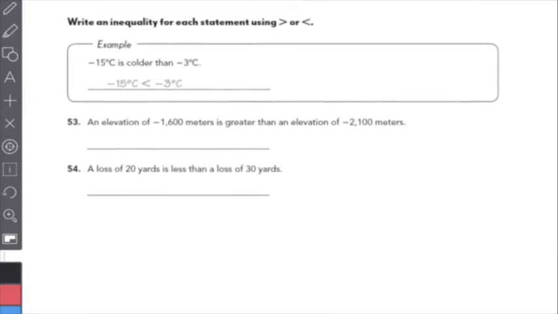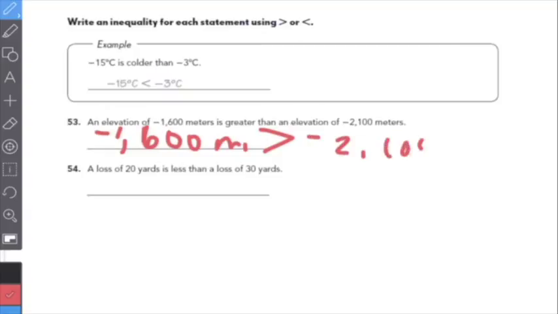Okay, now write an inequality for each of the following statements. We have an elevation of negative 1,600 meters is greater than an elevation of negative 2,100 meters. So negative 1,600 m, m's for meters, is going to be greater than an elevation of negative 2,100 m for meters.